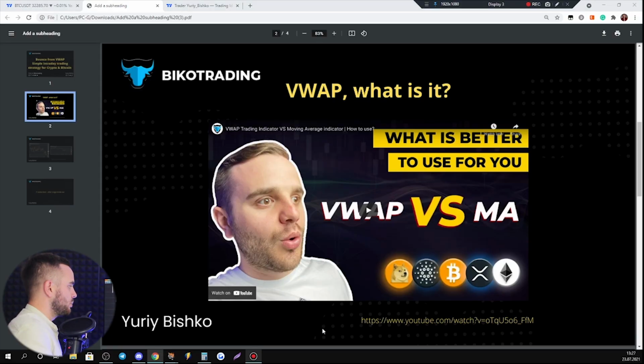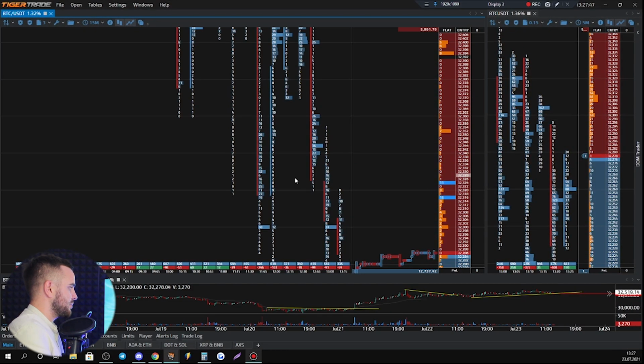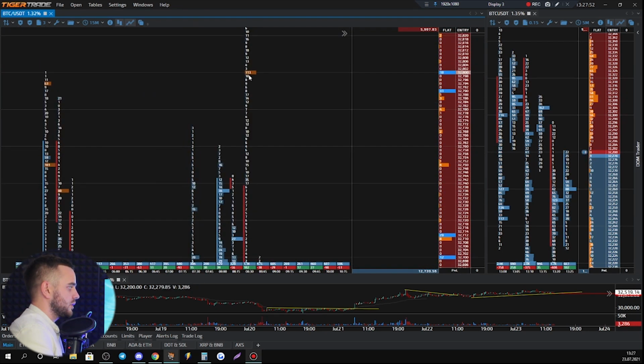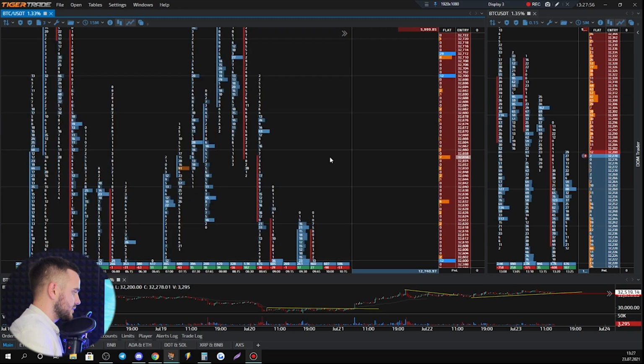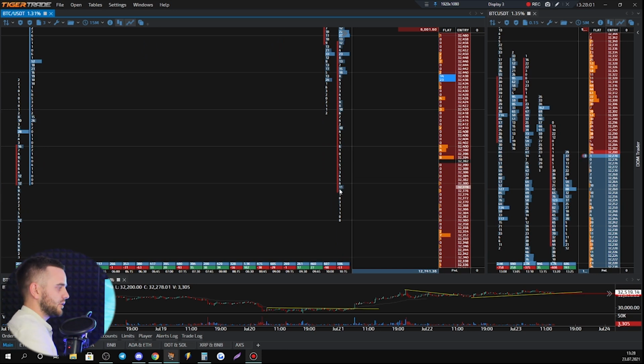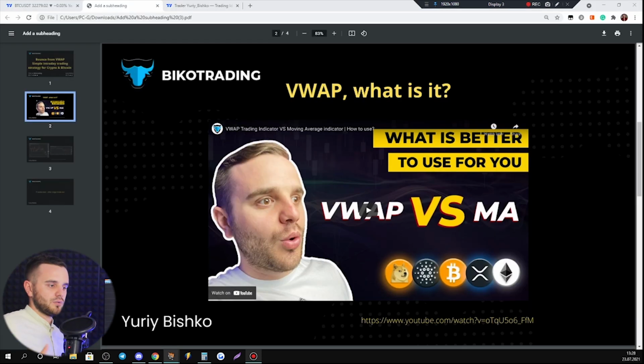Because if you open any footprint, you would see that in some cases, for example, like Bitcoin, take a look. At the high, here were traded 113 Bitcoins. At this moment, at the bottom, here were traded only 10, 6, 11 Bitcoins. Do you see that there are always different volumes? That's why VWAP is completely different to a moving average.